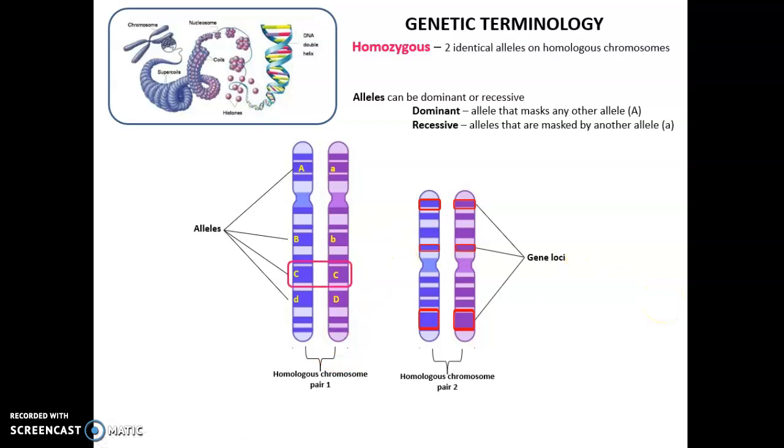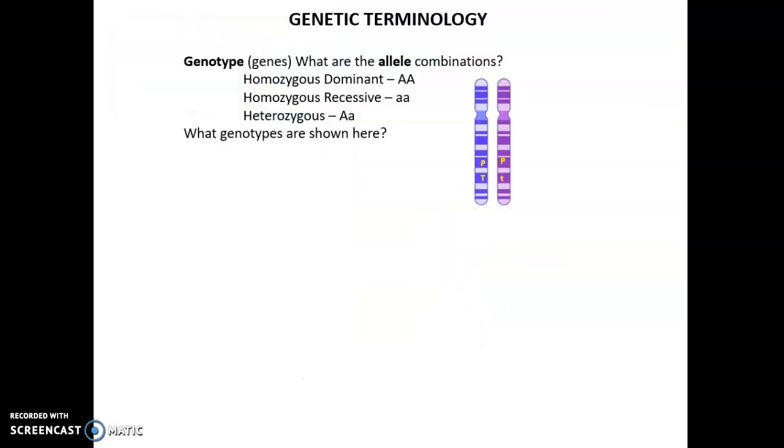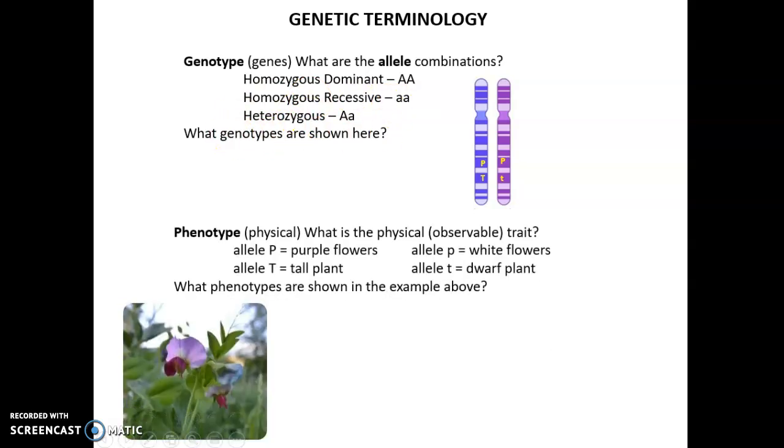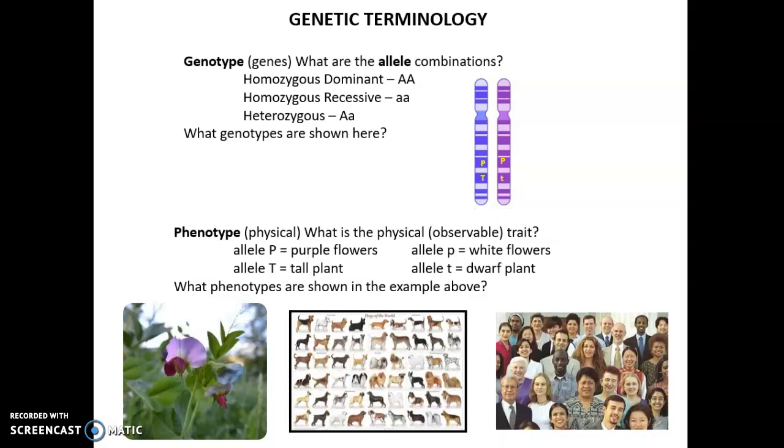Okay, homozygous, 2 identical alleles, heterozygous, 2 different alleles. When we look at genotypes, we have different ways to say those: homozygous dominant, homozygous recessive, heterozygous. These are just slides that you can test yourself with as you're looking. Okay.